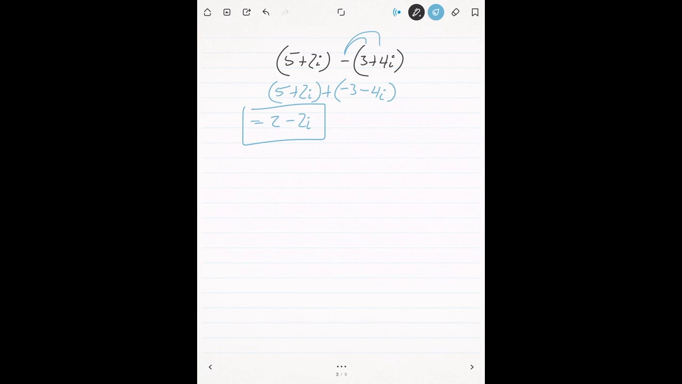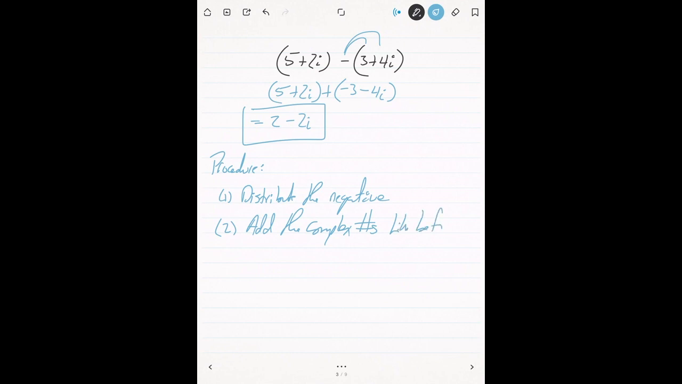So if I had to come up with a procedure for this, I would pretty much say to do the exact same thing, except first, distribute the negative. And then for step 2, add the complex numbers like before. And just keep it simple as that. So really, when it comes to addition and subtraction, it's a very straightforward and easy process.